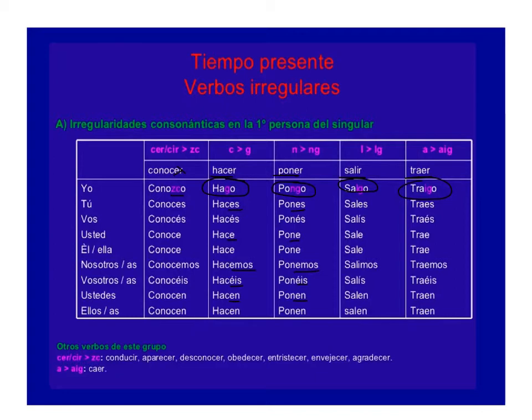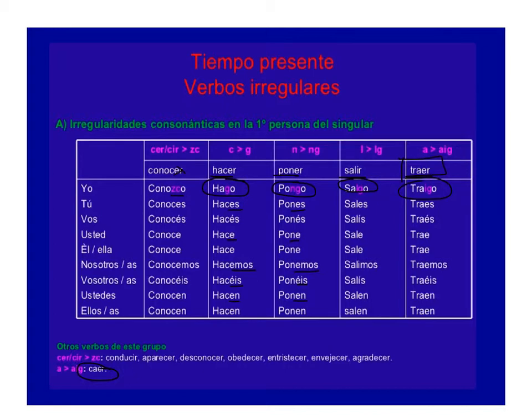We do need to pay special attention to the verbs traer and caer. These verbs are go verbs, but if you notice in the yo form, they will also have an I. So it will be igo instead of just go.